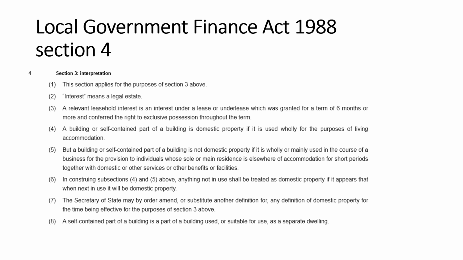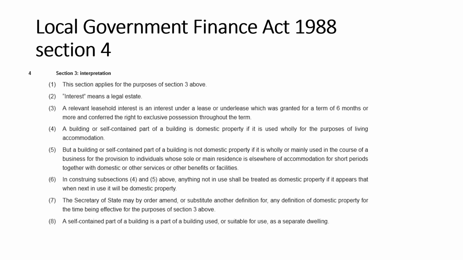Relevant leasehold interest is an interest under lease, or under lease which was granted for a term of 6 months or more, conferring the right of exclusive possession throughout the term. That would fall under a mortgage contract. It may also fall under a renting contract if you're a tenant and there's a landlord. And then under Section 4, a building or self-contained part of a building is domestic property if it is used wholly for the purpose of living accommodation. So again, we've now fixed what domestic property is versus non-domestic.